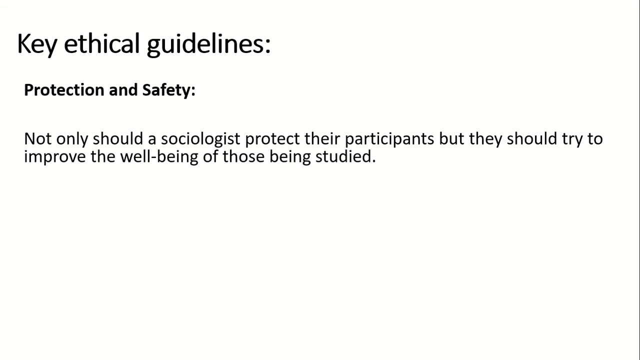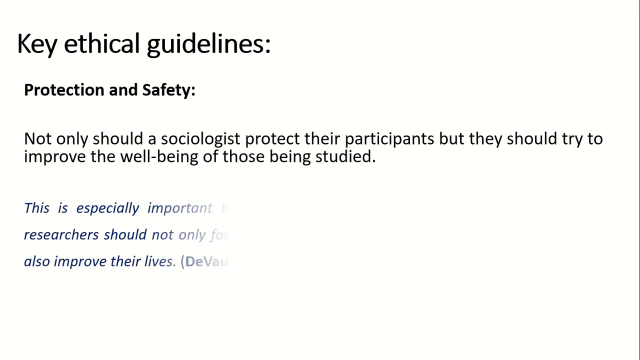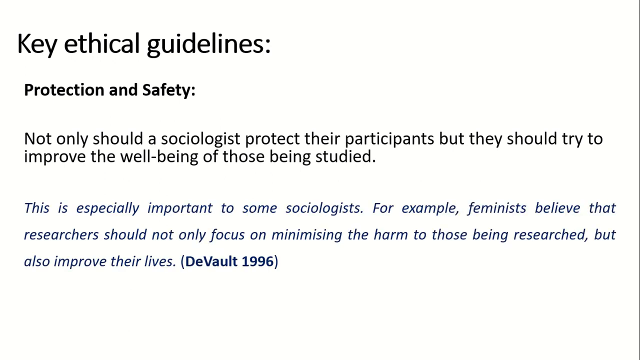And sticking with protection and safety, last points. Not only should a sociologist protect their participants, but they should try to improve the well-being of those being studied. Now, this is a bit of a controversial comment, and this is where you can start to draw the line between a positivist and an interpretivist or a social action theorist, and how they start to differ in their approach to research. Because a positivist places a lot of emphasis on remaining objective and detached from the participants and the individuals that are being studied, where an interpretivist like Venkatesh says, actually, you want to subject yourselves to the behaviour of the participants and fully involve yourself in their lives to really understand what they're doing and why they're doing it.